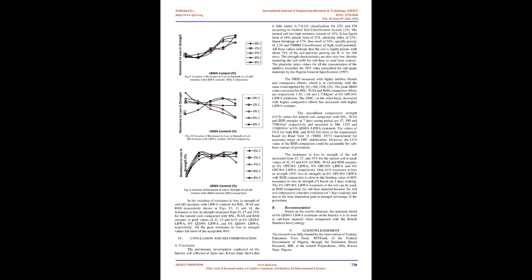In the variation of resistance to loss in strength of soil QD mixtures with LBWA contents for BSL, WAS and BSH, respectively shown in Figs 12, 13, and 14, the resistance to loss in strength increased from 15, 27, and 35% for the natural soils compacted with BSL, WAS and BSH energies to peak values of 32, 43, and 61% at 6% QD/8% LBWA, 8% QD/0% LBWA and 6% QD/6% LBWA respectively. All the peak resistance to loss in strength values fell short of the acceptable 80%.